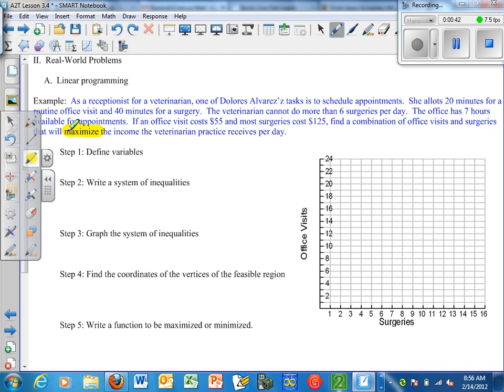So I kind of labeled this out in steps. We're going to define some variables here as our first step. I'm going to use V, and that's going to stand for the number of office visits. And then we're going to use S for the number of surgeries. So visits and surgeries. That's really the two things we're dealing with.